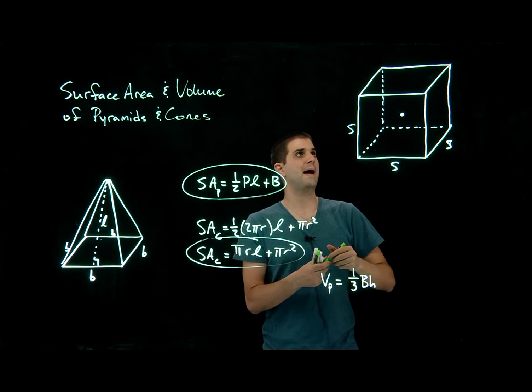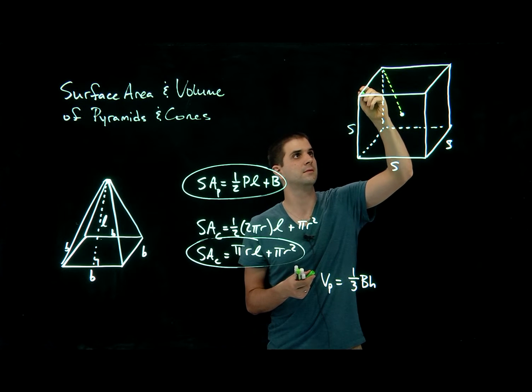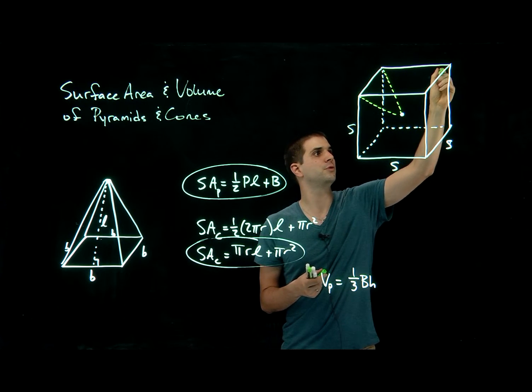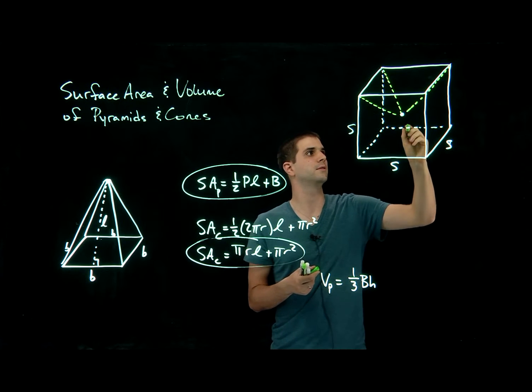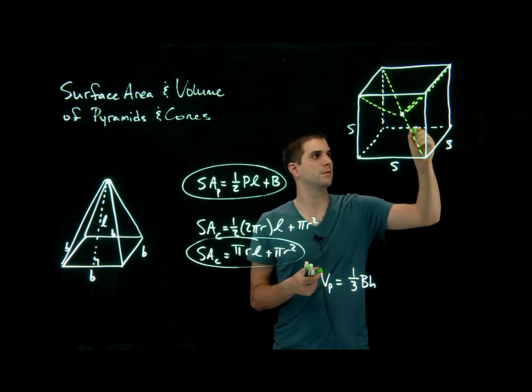So imagine that I draw in some lines from the vertices to this center point. So I've drawn 8 lines here.